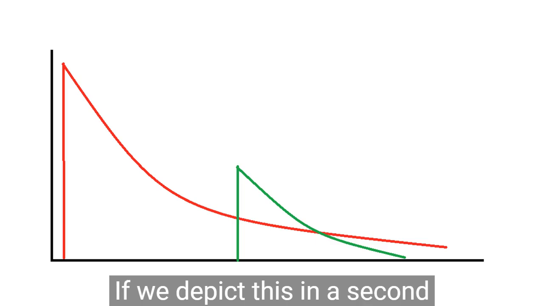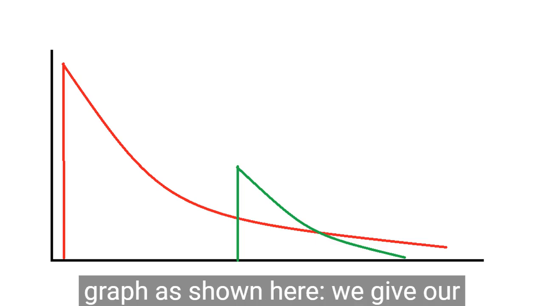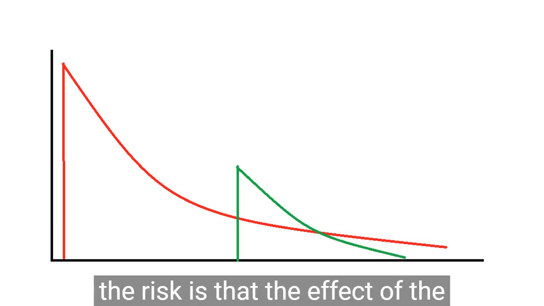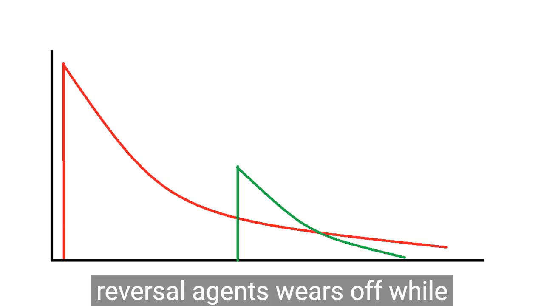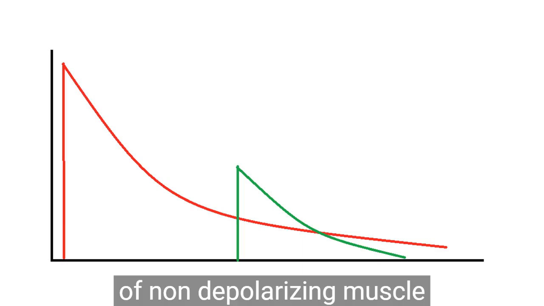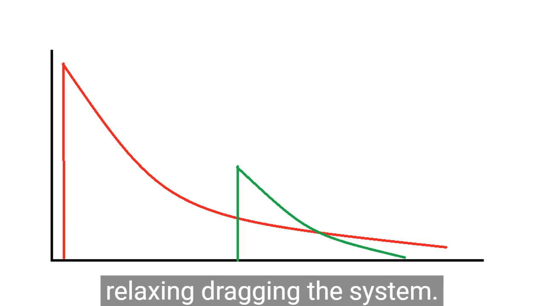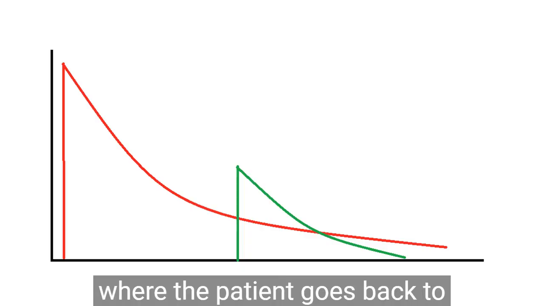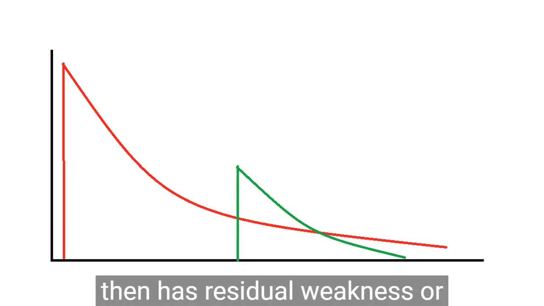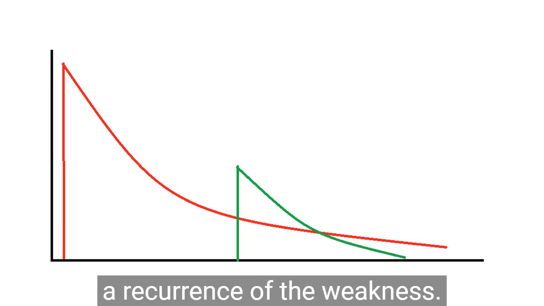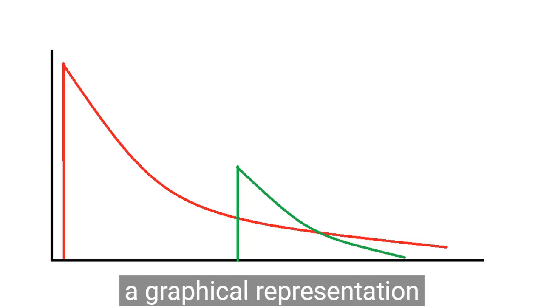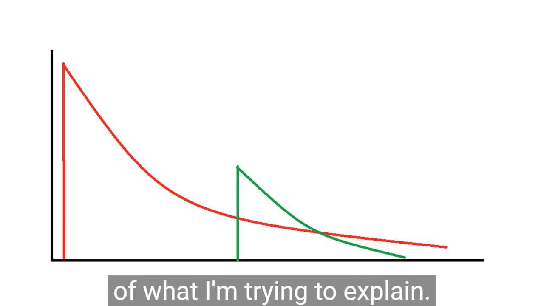If we depict this in a second graph, as shown here, we give our reversal agents too soon, and here the risk is that the effect of the reversal agents wears off while there is still a significant amount of non-depolarizing muscle relaxant drug in the system. And here we could have a situation where the patient goes back to the ward post-operatively and then has residual weakness or a recurrence of their weakness. Again, these graphs are not scientifically proven. It's just a graphical representation of what I'm trying to explain.